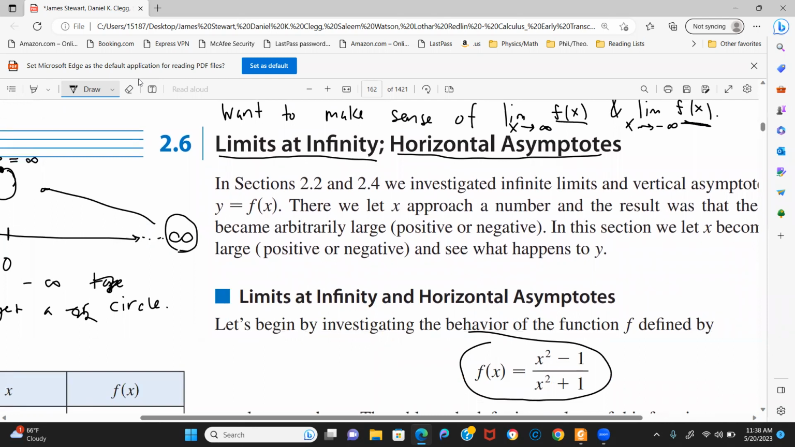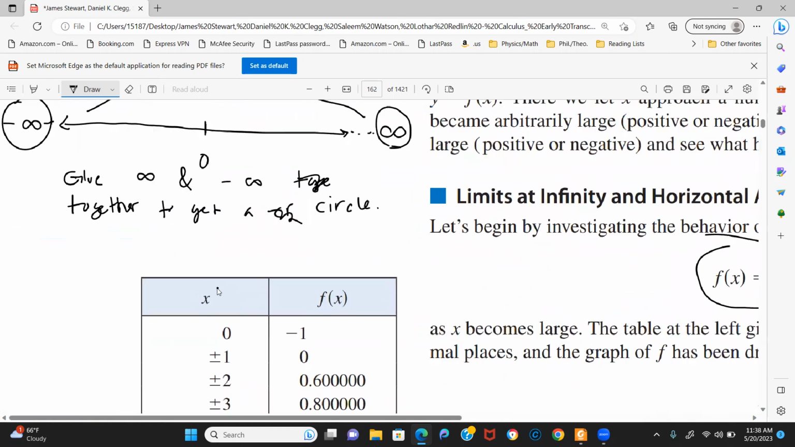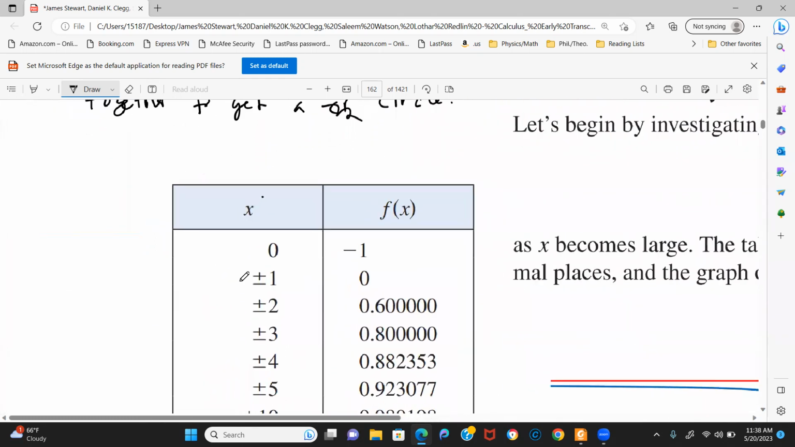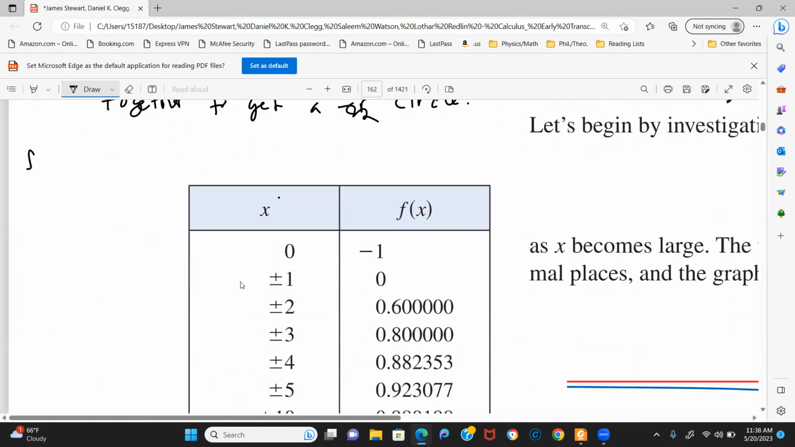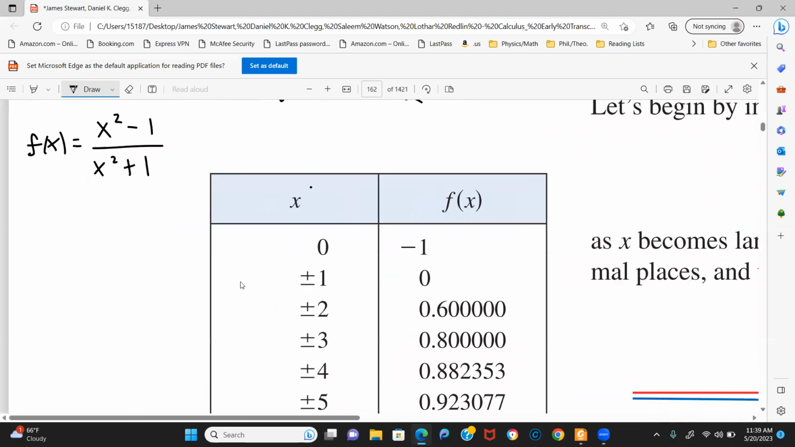We have f of x is equal to x squared minus 1 over x squared plus 1. Let me zoom in a little bit so we can look at this table. Just to remind you, f of x is equal to x squared minus 1 over x squared plus 1. If you plug in 0, you're going to get -1. If you plug in plus or minus 1, you get 0. Plus or minus 2, you get 0.6. Plus or minus 3, you get the same value of 0.8, etc. And you keep going down.